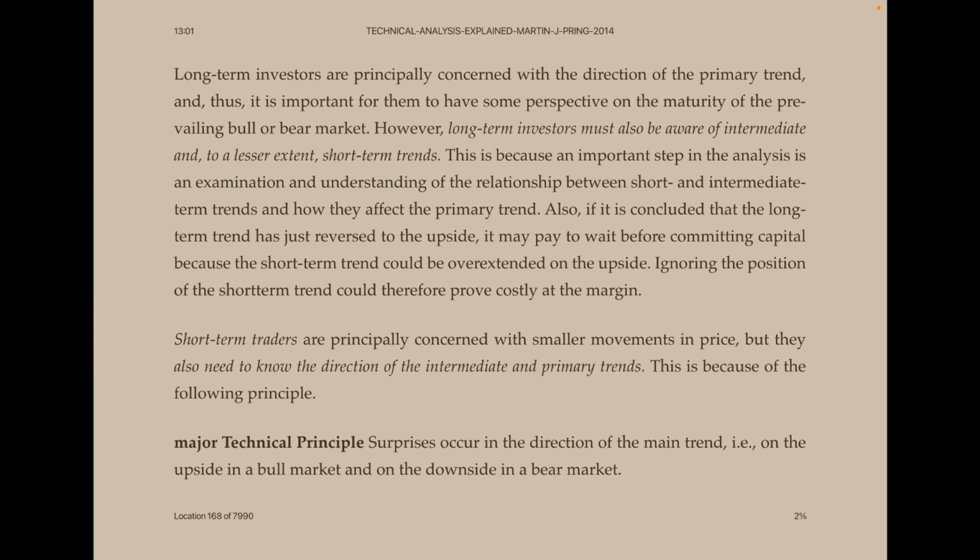Short term traders are principally concerned with smaller movements in price, but they also need to know the direction of the intermediate and primary trend. This is because of the following principle. Major technical principle. Surprises occur in the direction of the main trend, that is on the upside in a bull market and on the downside in a bear market.